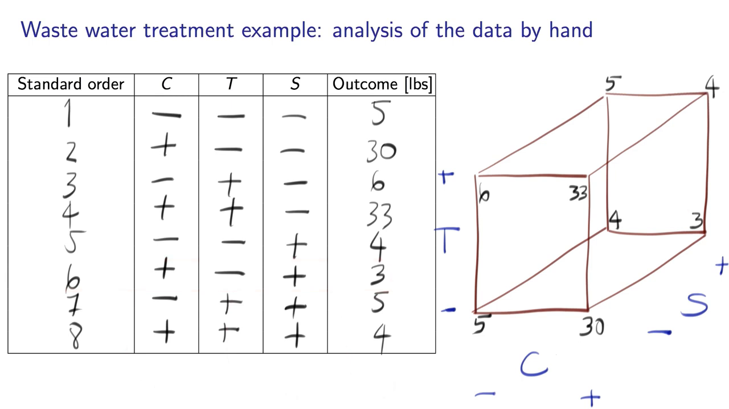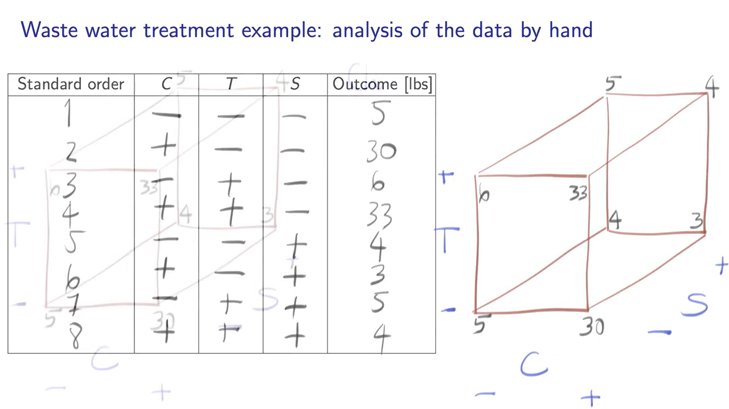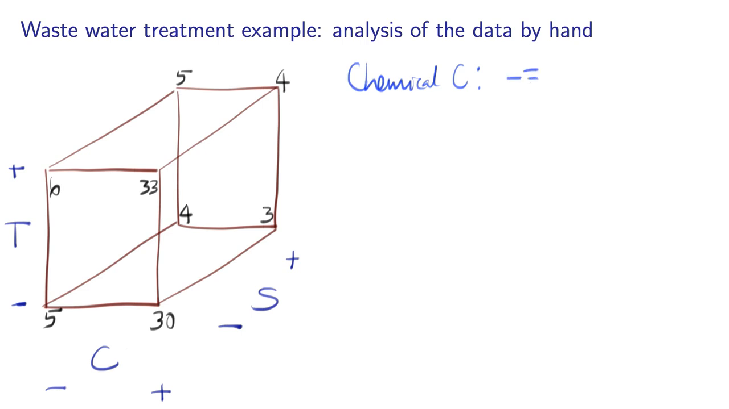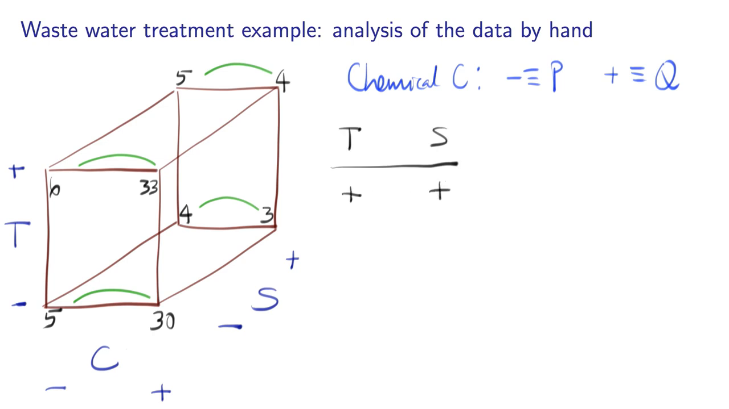But let's come back to the data we have right here and analyze the main effects and the interactions. Start with the first factor C, the choice of either chemical P or chemical Q at the high level. If we look at the cube, we actually have four estimates of that main effect along each of the four horizontal edges. At high temperature and high stirring speed, in other words, high T and high S, that effect is equal to 4 minus 5.